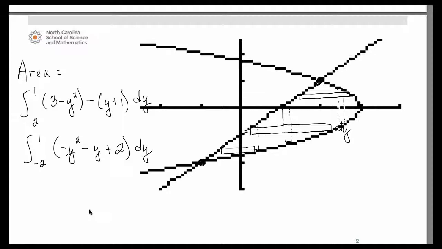So the moral of the story with this particular problem, if it's a dy problem, in which you need your rectangles horizontal so that you can be touching both curves, one curve on the right end, one curve on the left end, you're going to have to remember it's a dy problem, your limits of integration are y values, and your integrand must be in terms of y.